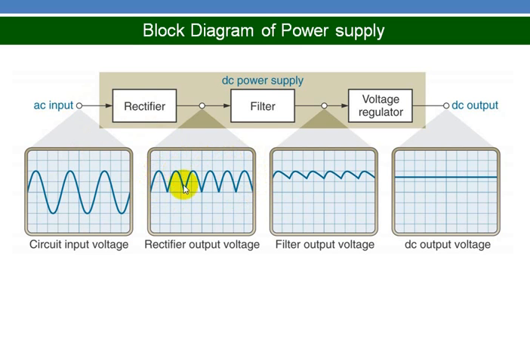It's varying with time. So when you pass the signal to the filter, this will reduce the AC component present in the output. So the AC component is reduced. Further, it is given to the voltage regulator. We can obtain a constant output voltage. So you know that voltage regulators are used in almost all electronic circuits.